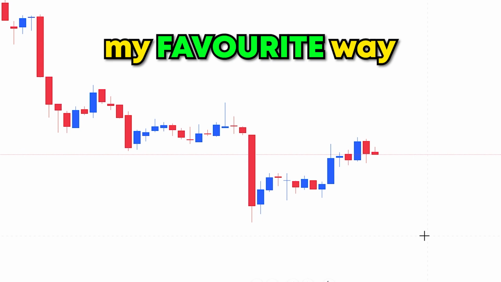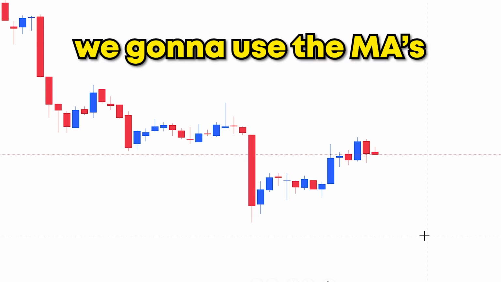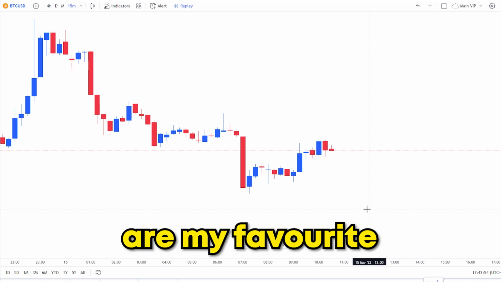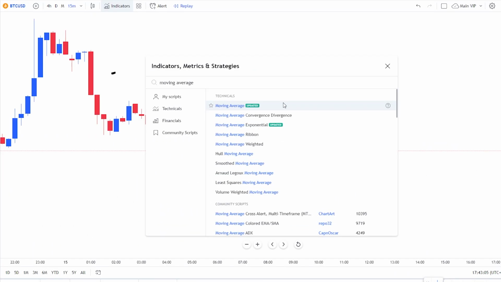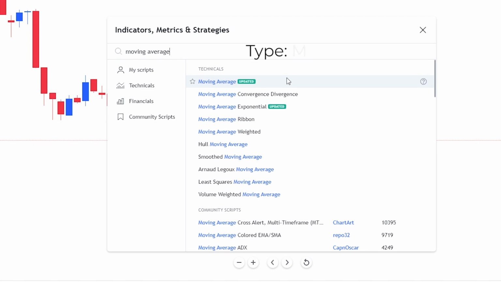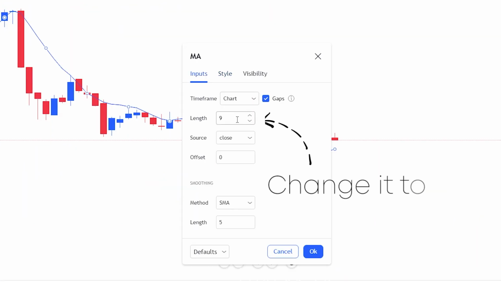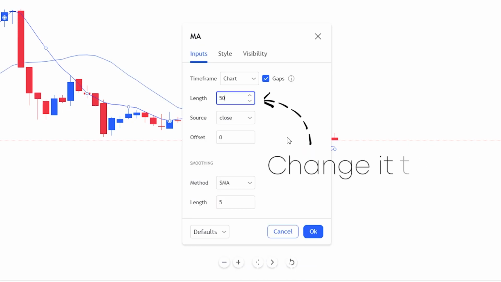positions. Now, since it's my favorite way to scalp, we're going to use the moving averages. The 20 and 50 moving averages are my favorite, so let's add them to the chart. Go inside the indicators tab, type in moving average, under technicals, moving average updated, double click on it. Go inside the settings icon and change the moving average from length 9 to 20, and it's the same process with the other moving average.